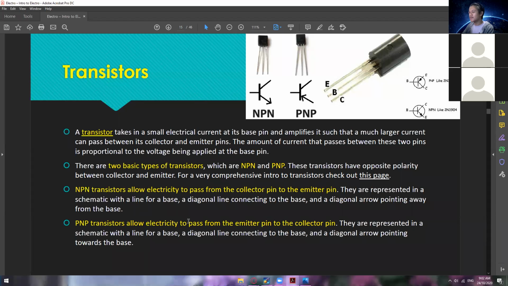So a PNP transistor allows the electricity to pass from the emitter pin to the collector pin. They are represented in a schematic with a line for a base, and then a diagonal line connecting to the base, and then a diagonal arrow pointing towards the base. Again, for NPN, the electricity comes from the collector, passes through the base, and comes out to the emitter. For the PNP, it comes from the emitter, passes through the base, and is outputted to the collector.